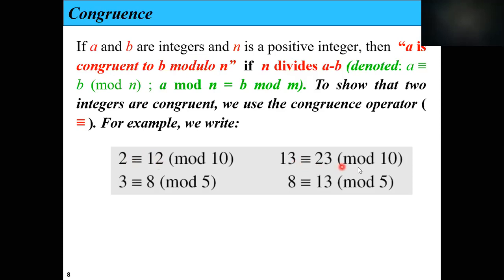13, if you divide 13 by 10, the remainder will be 3. If you divide 23 by 10, the remainder is also 3. So 13 is congruent to 23. 3 is congruent to 8 because if you divide 8 by 5, the remainder will be 3. So 3 is congruent to 8 under mod 5. Similarly, this one.